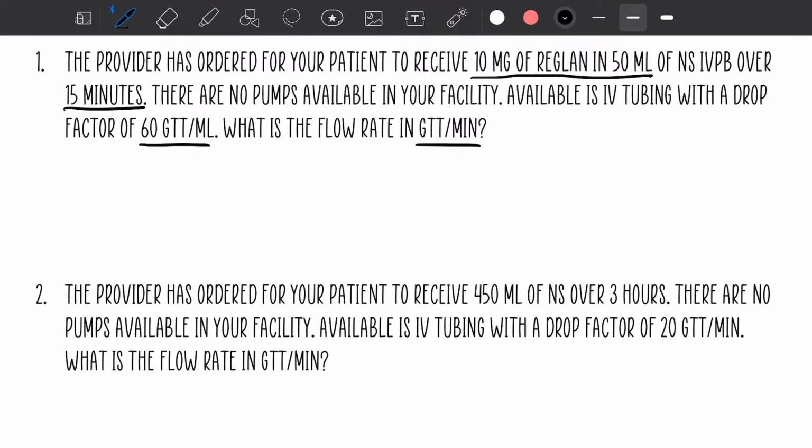So now remember here, with these problems, there's only one exception that we're going to talk about later on, but as a general rule, we only care about our volume that we're giving. So in this case, 50 milliliters. This 10 milligrams is just how much medicine is in that volume of fluid. So we don't care about this. All we care about is our volume and the amount of time it's going over.